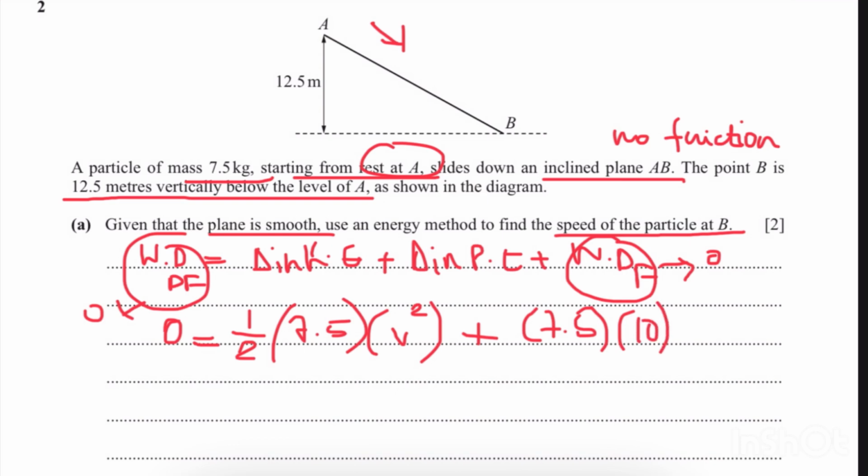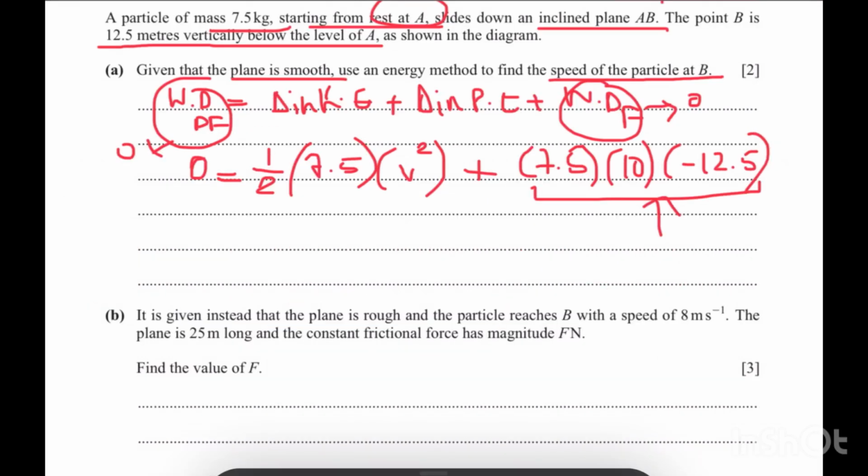Now, they've given us the change in height. It starts from the top, which is h1, equal to 12.5. And then this is h2, where the height is equal to 0, making the change in height equal to negative 12.5. So the whole component is equal to negative 937.5, and half times 7.5 becomes 3.75 v squared.